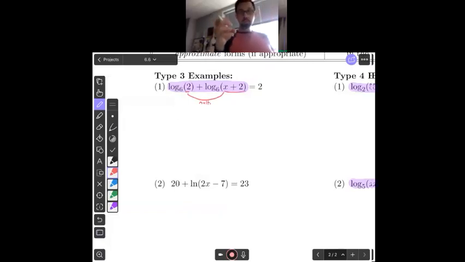Now they're both log base 6. So our new log is also going to be log base 6. And of course, 2 times x plus 2 is 2x plus 4. Okay? This is where we need the problem to be. So there's one log on one side, and then a constant on the other side, or one log on one side, and then one log on the other side, and that's it.